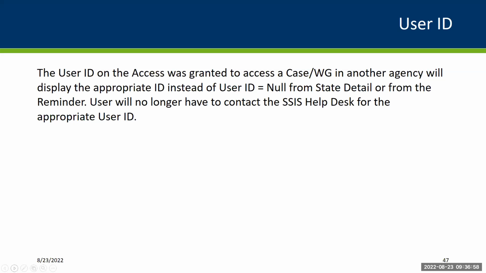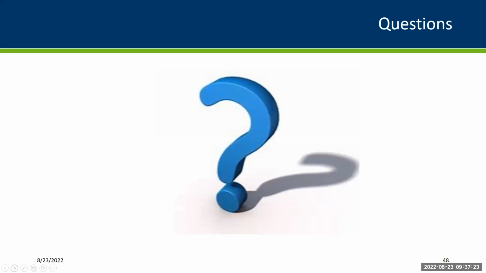So the change that we've made here is that you will no longer see user ID equal null when you are in state detail. So if access was granted to a case or work group in another agency, you can now see the user's appropriate user ID. So that's the big change here. Any questions on statewide case access?